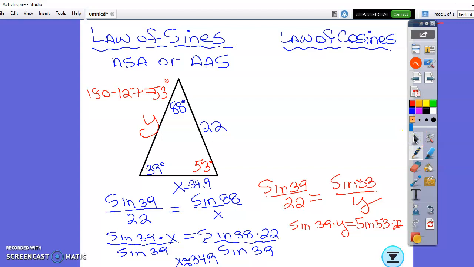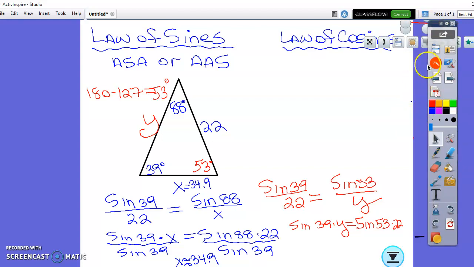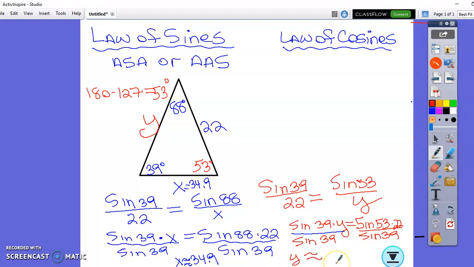Let's see if I can move this. Oh yeah, good, there it went. Okay, and now I'm going to continue to do my work. And so I want to divide by sine 39. Oh, should have left it alone. Change it back to red. Divide by sine 39. And now I have y all by itself. Y is approximately, and now it's all calculator work, sine 53 times 22 divided by sine 39 equals. And so the length of that side is 27.9.